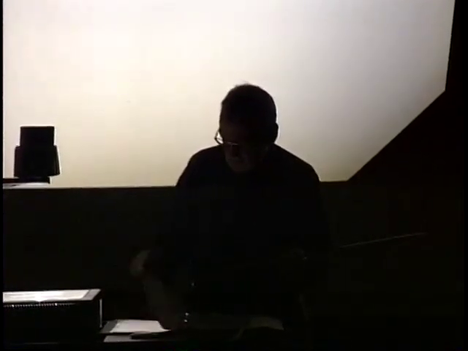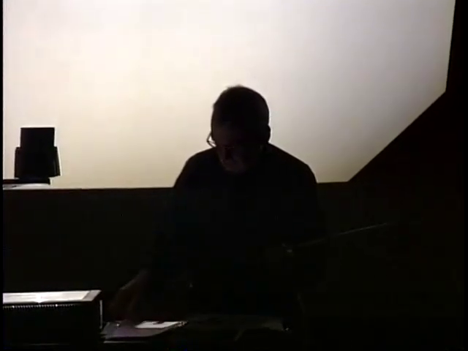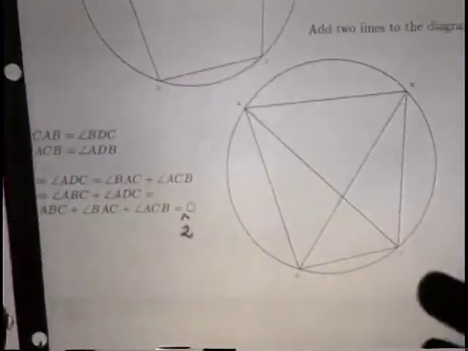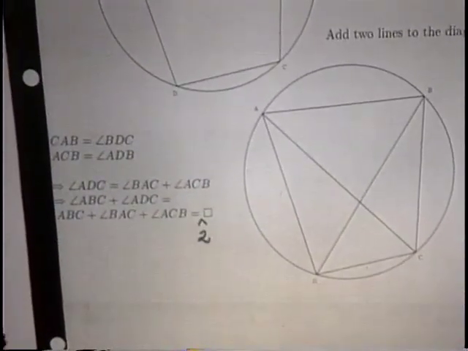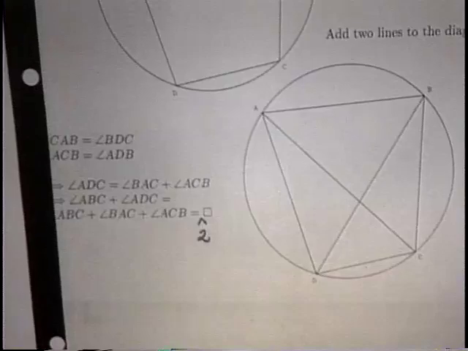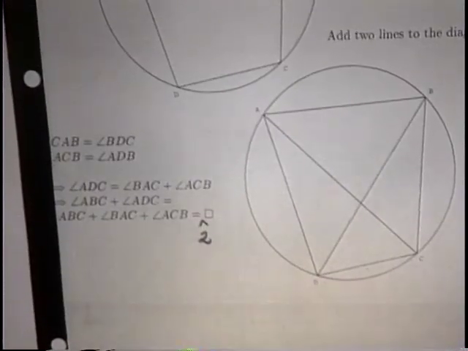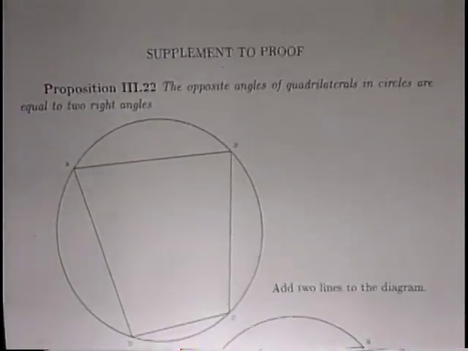Oh, before I start, I have to remind you of something. A supplement. So I want to prove one more. I can't prove that directly. Let me appeal to this. We have a circle. This says that the opposite angles of quadrilaterals are equal to two right angles.